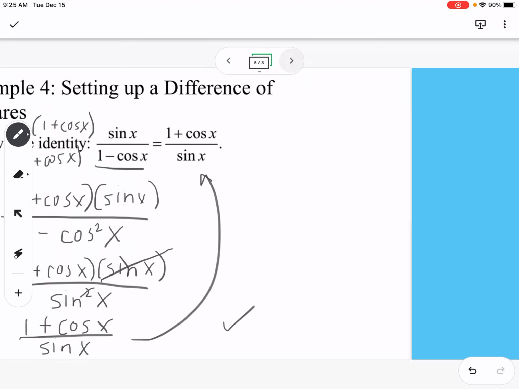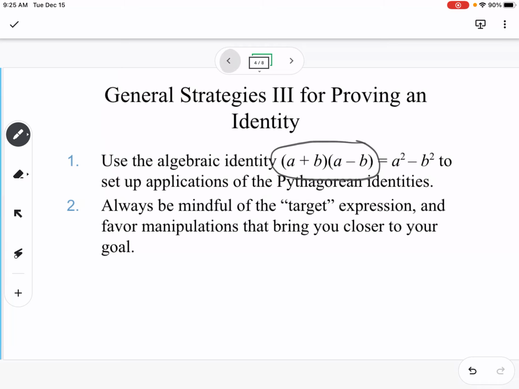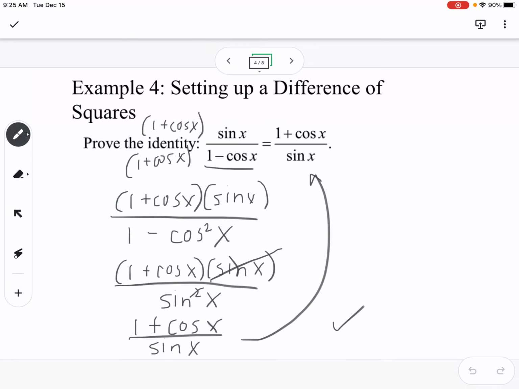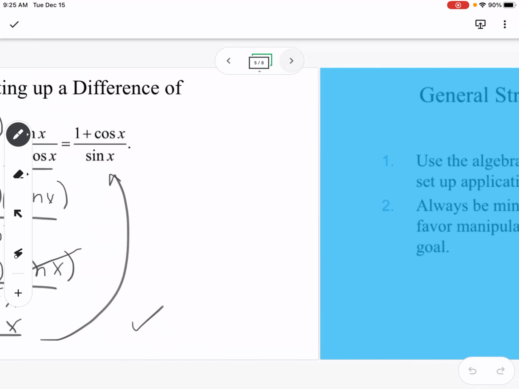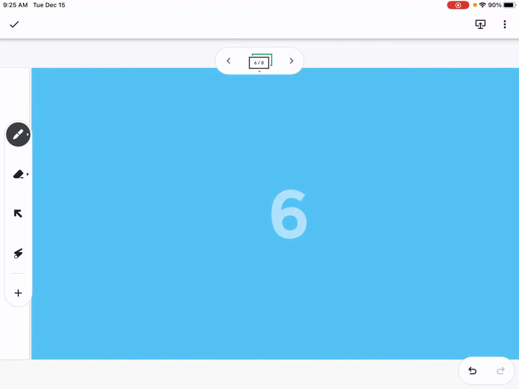Okay, here's our next. Oh, this is more general strategies. So recognizing difference of squares, even when it's like on our previous problem, 1 plus cosine times 1 minus cosine, that's a difference of squares. So recognizing that difference of squares and using it to apply to the Pythagorean identities is going to be very helpful. And it says to always be mindful of the target expression. So try to figure out what you're trying to turn it into, and that's going to help you along the way.